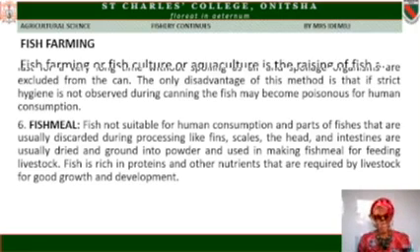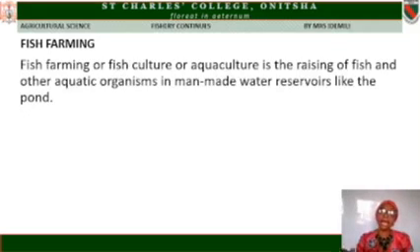Then fish farming. Remember in our last lesson, we talked about fish farming, or what we call fish culture or aquaculture. This is the raising of fish and other aquatic organisms in man-made water reservoirs like the pond.